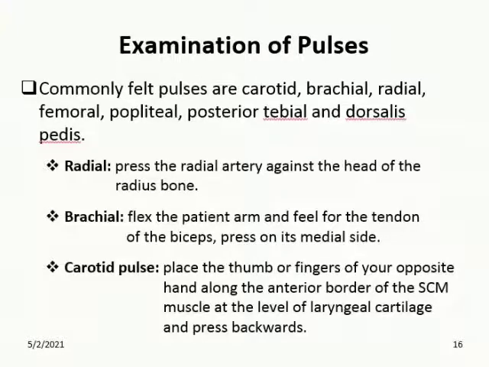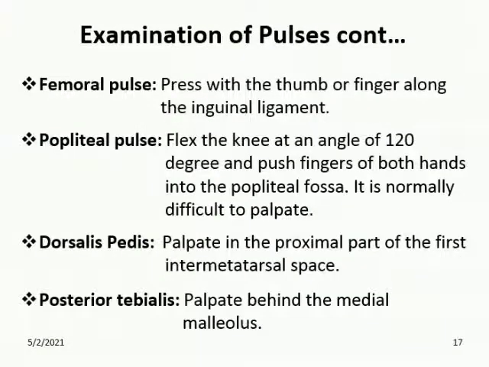To assess carotid pulse, place the thumb or fingers of your opposite hand along the anterior border of the sternocleidomastoid muscles at the level of laryngeal cartilage and then press backward. To assess femoral pulse, press with the thumb or finger along the inguinal ligament.